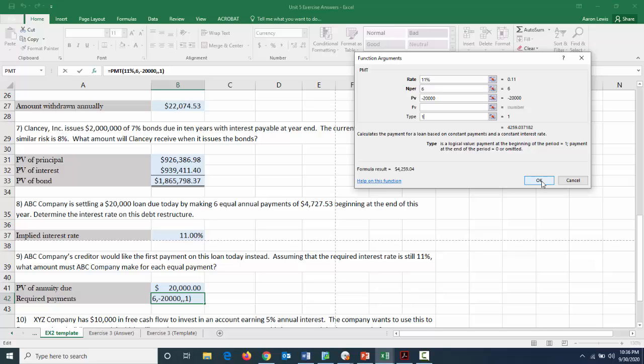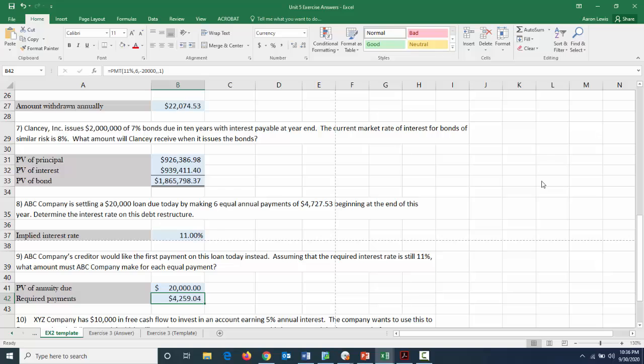And if we do so, we come up with $4,259.04, which is cheaper than that $4,727-ish dollar payment we had in step 8. Why is it cheaper? Because we're giving them something today.